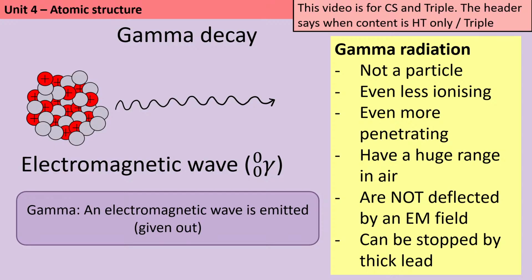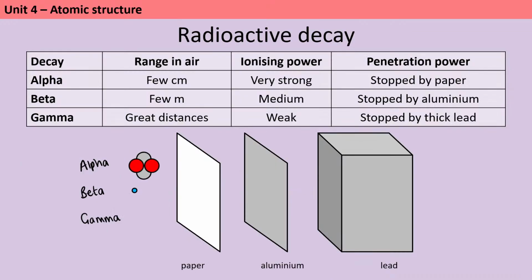They have a huge range in air, and they can basically move infinite distances in a vacuum. They're not deflected by an electromagnetic field, and they can only be stopped by using thick lead. So an alpha particle can be stopped by paper, a beta particle can move through paper but will be stopped by aluminium foil, and gamma radiation can go through everything up to thick lead.